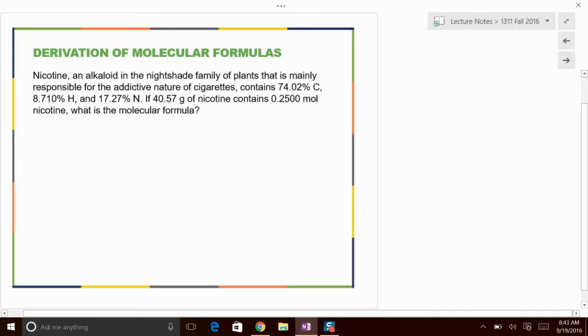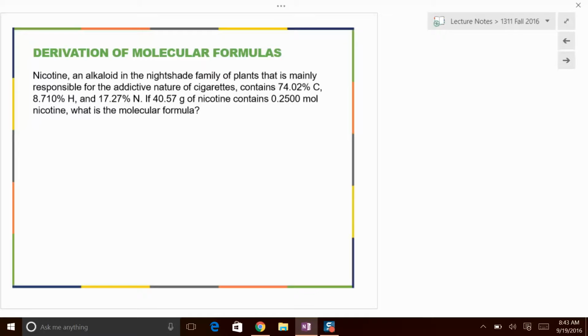So we have nicotine. It contains 74.02% carbon, 8.710% hydrogen, and 17.27% nitrogen. If 40.57 grams of nicotine contains 0.2500 moles of nicotine, what is the molecular formula? So that last part there we're going to leave for the end. Let's go ahead and find out the empirical formula. We have to find the empirical formula, then we'll figure out what the molecular formula is. Okay? So let's start out.